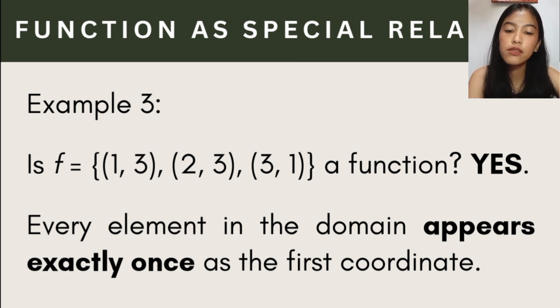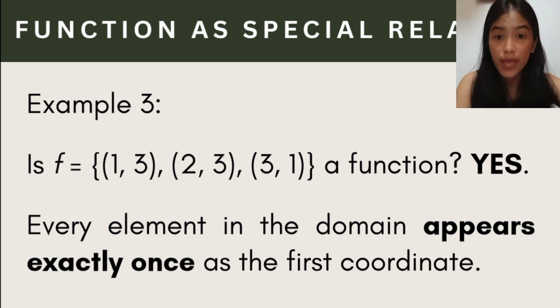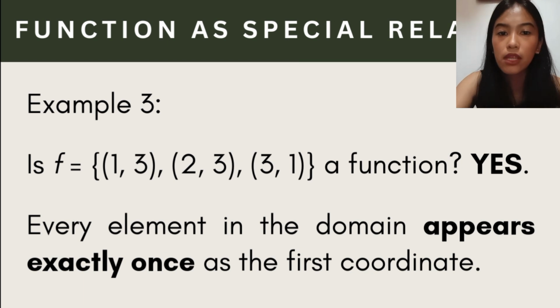Here is another example, example 3: (1, 3), (2, 3), (3, 1). Is it a function? Yes, because every element in the domain appears exactly once as the first coordinate, even though the y value 3 is repeated. So it is a function.